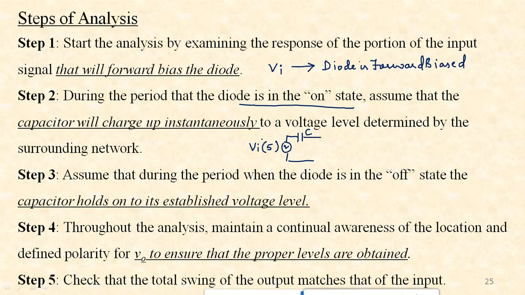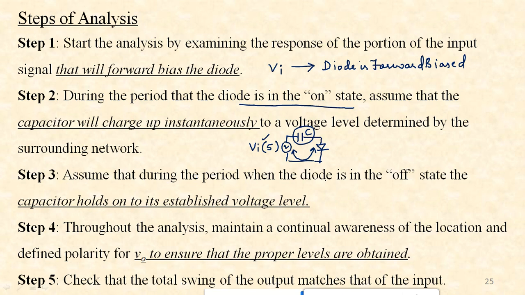So in the surrounding network there could be only the input signal, or sometimes there may also be a diode, or a DC supply also. That means the capacitor charges instantaneously, and further the amount of charge being stored is determined by the surrounding network. It could be the drop across the diode, the input, or even the resistor. Fine. Next, coming to step 3.